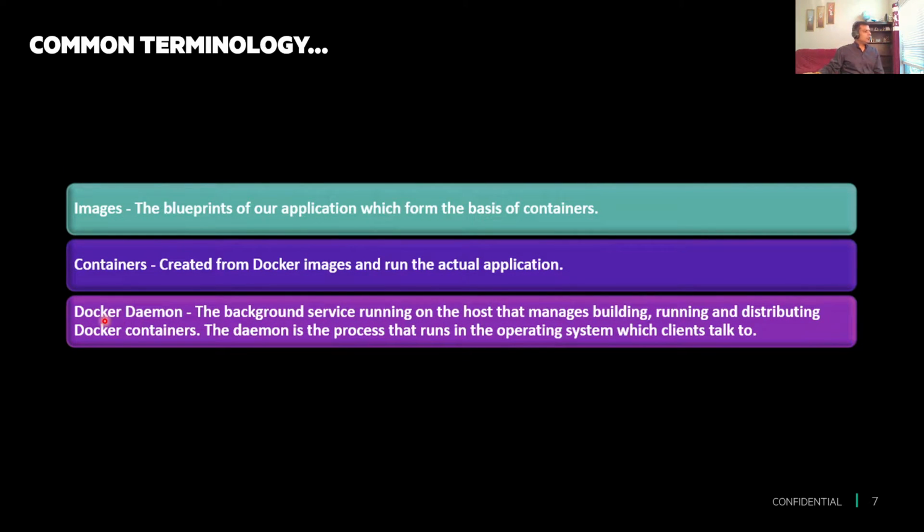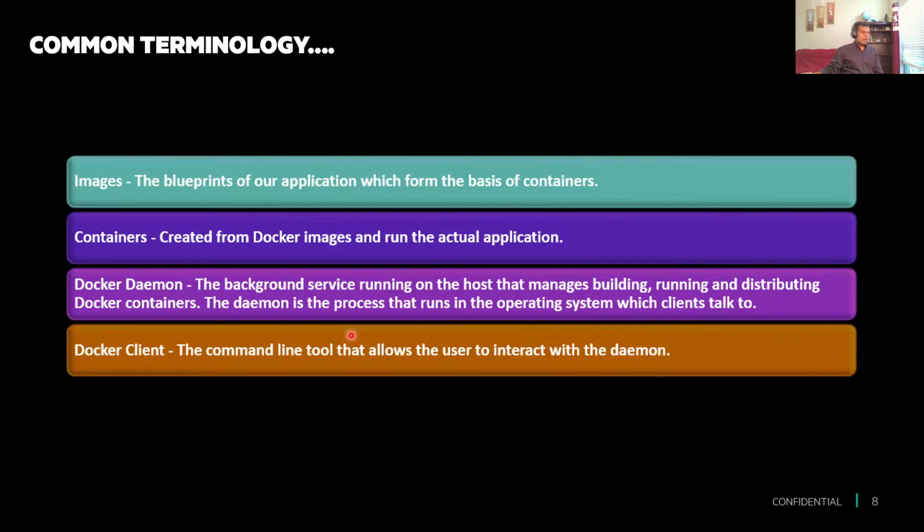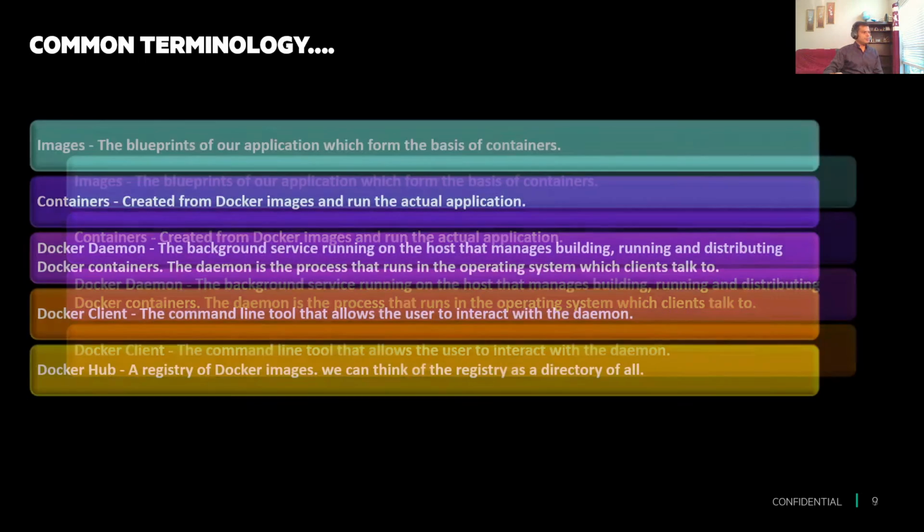And there is the Docker daemon. Whenever we are creating, running or building an image, lots of things go on in the background, and the Docker daemon helps us with all the requests. It's a kind of process running in the operating system which clients talk to. And the client is where we'll be running all the commands we'll look at today. Any command we send goes to the Docker client.